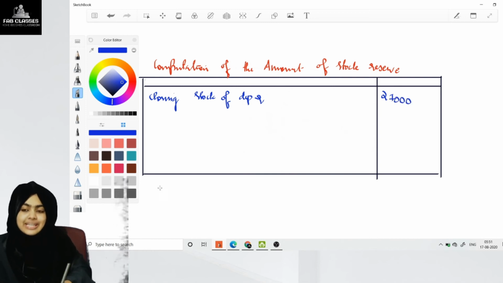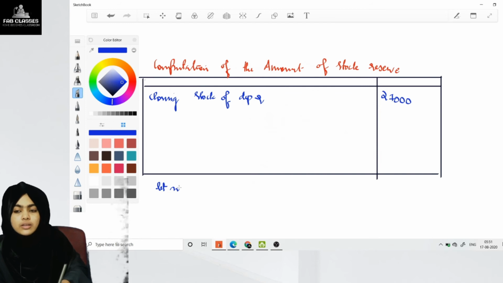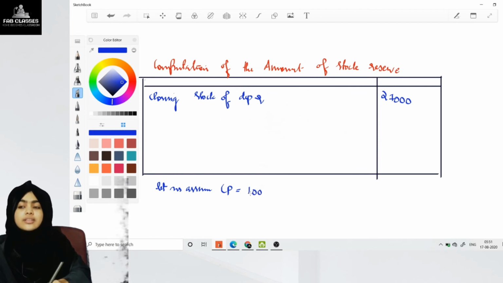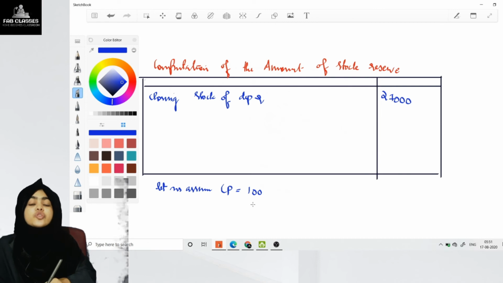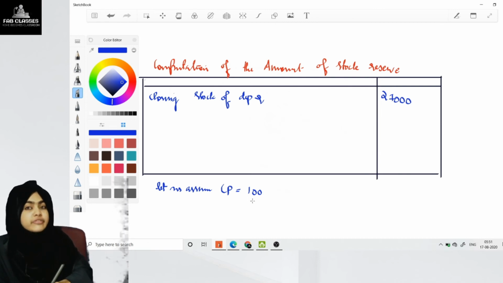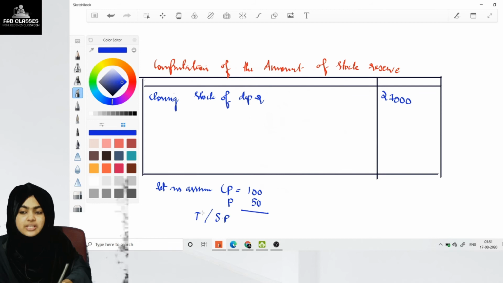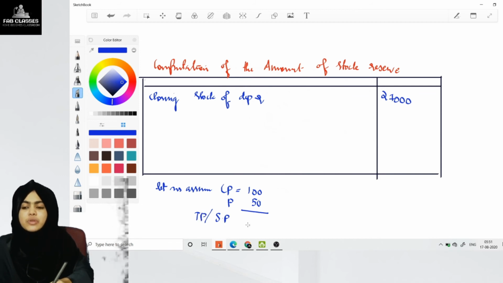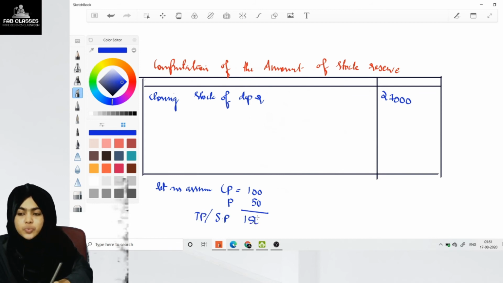For example, let us assume that the cost price of the goods is 100. If the cost price is 100, then department P has transferred goods to department Q at 50% above cost. That means at a profit of 50% on cost, which is 50. So the profit would be 50, and thus the transfer price will be 150.